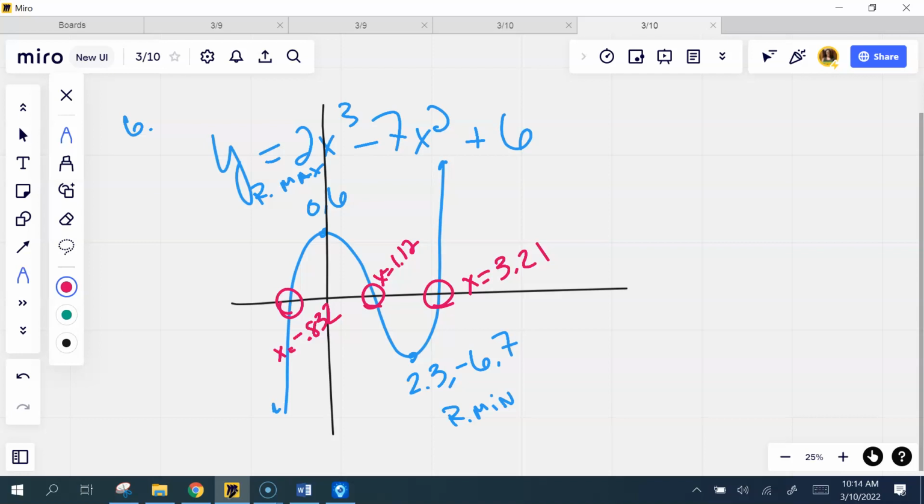In end behavior, you have 2 n's. As x approaches infinity, f of x approaches blank. And as x approaches negative infinity, f of x approaches blank.